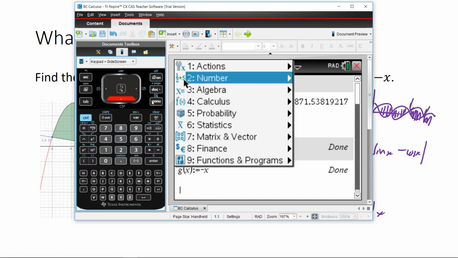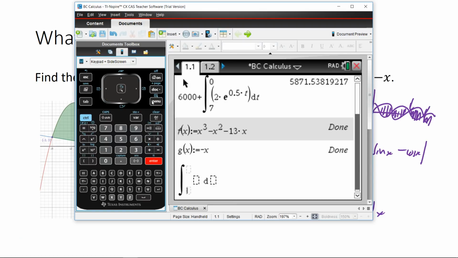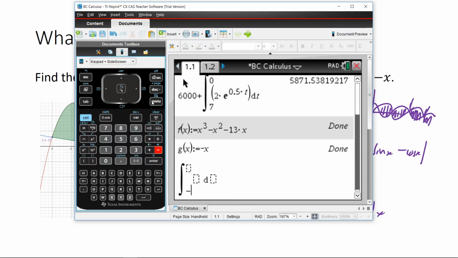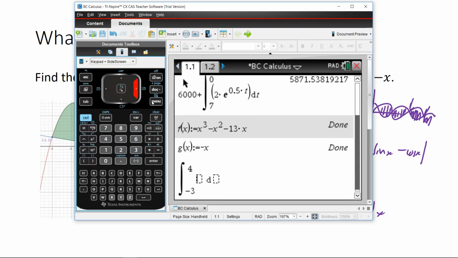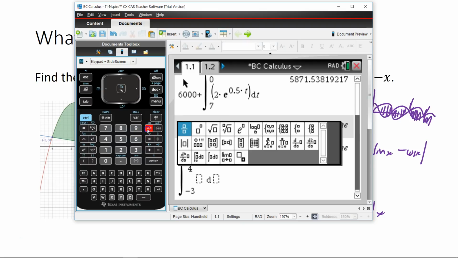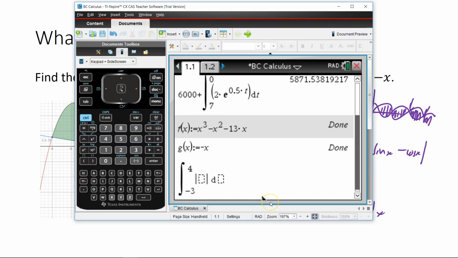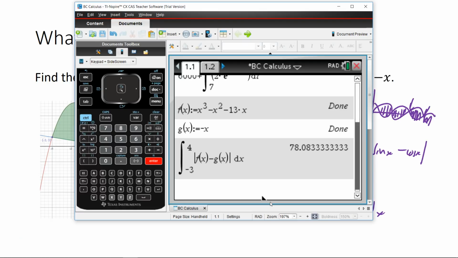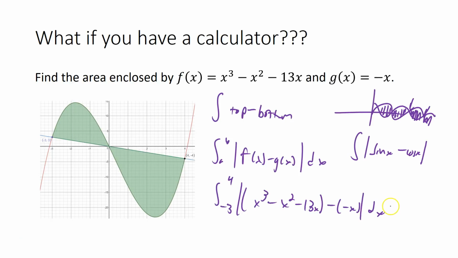Menu, calculus, integral from negative 3 to 4. Absolute value is this guy next to the 9, right here, of f of x minus g of x dx. Super easy. Enter. There you go. 78.0833. There you go. That's all there is to it.